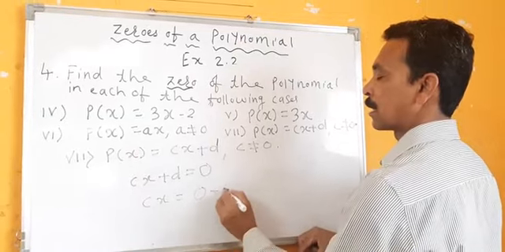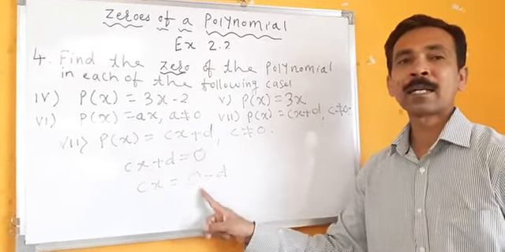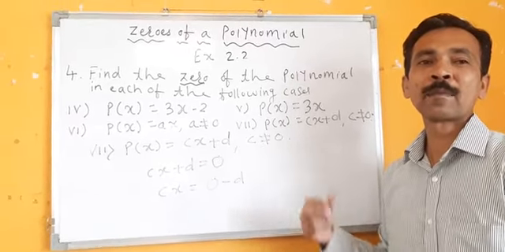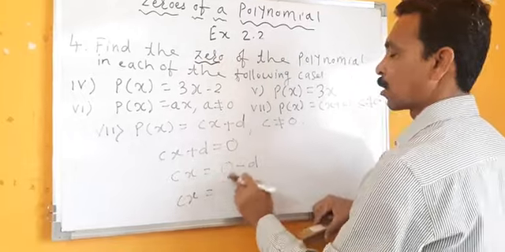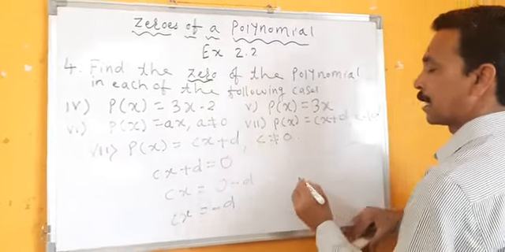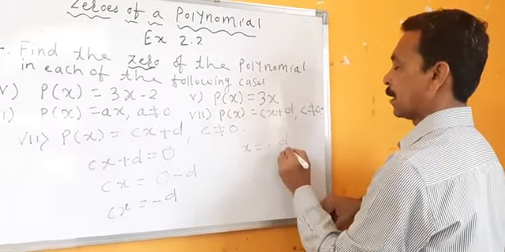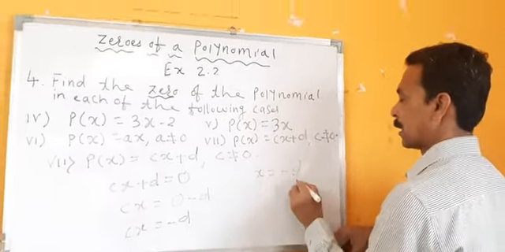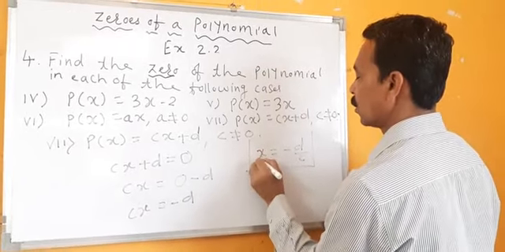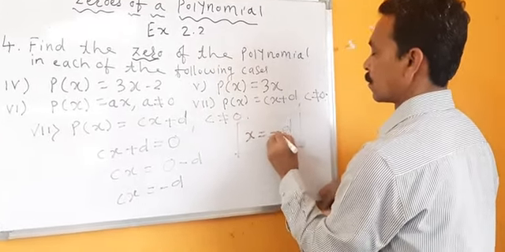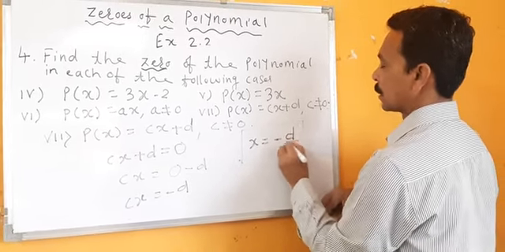This d comes on this side. It becomes minus because it is positive. That is why when it goes on the right hand side, it becomes negative. So cx is equal to, what is 0 minus d? Minus d. X is equal to minus d upon c. Right? X is equal to minus d upon c.